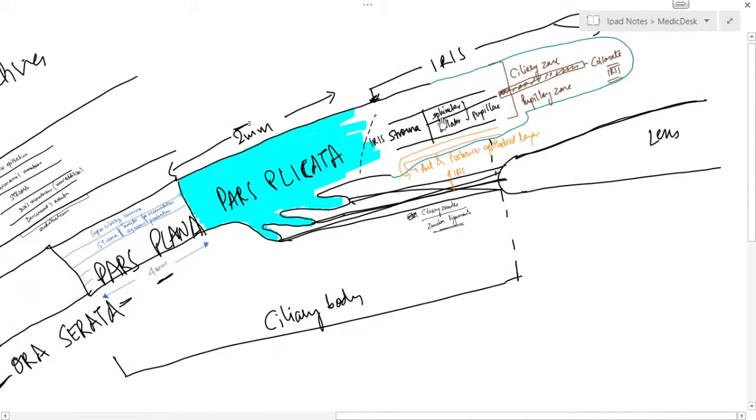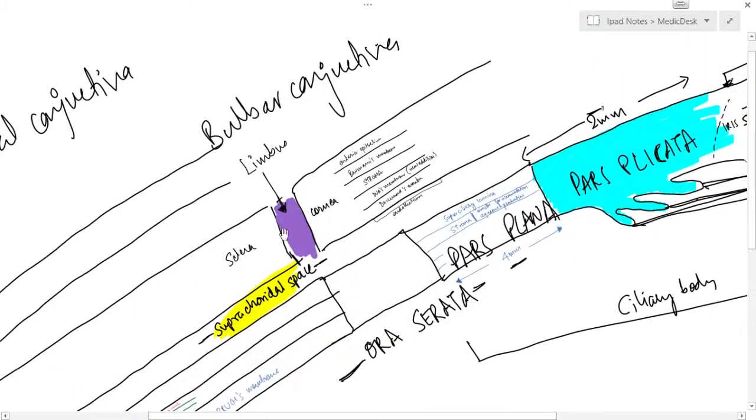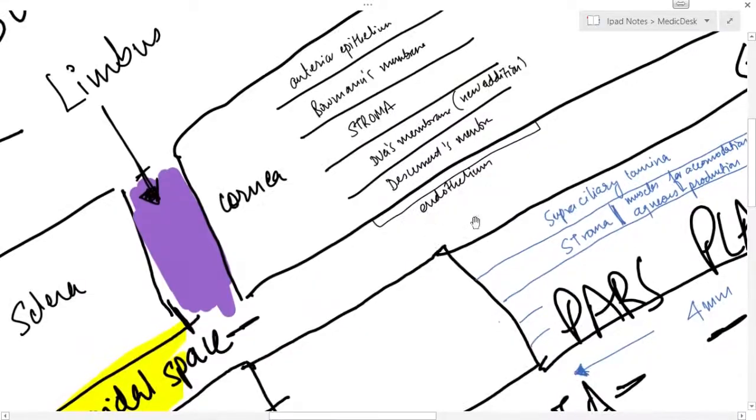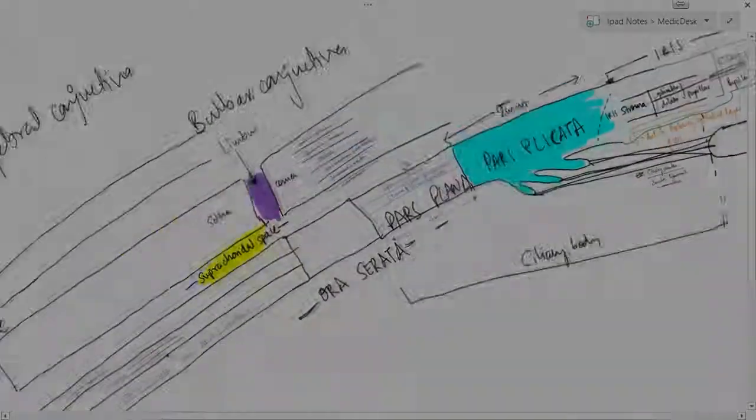Iris stroma have the sphincter and the dilator pupillae. It also has the anterior and the posterior epithelial layer, and the whole iris will be divided into ciliary zone and the pupillary zone through collarette. Now the sclera and the cornea are separated by the limbus, and this cornea has 5 parts. That would be anterior epithelium, the Bowman's membrane, the stroma, Dua's membrane, Descemet's membrane, and the endothelium. So that was the anterior anatomy of the eyeball.